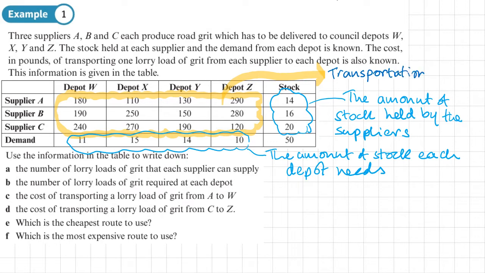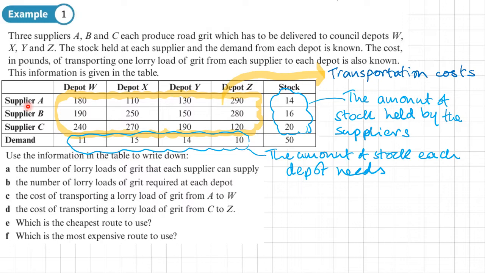So basically what that means is, if I want to take 1 unit, one lorry load of grit from supplier A to depot W, 1 lorry load of grit is going to cost 180, let's call it pounds, or 180 units of money. So if I got all 11 of my lorry loads of grit from let's say supplier A, then that's going to cost me 180 times 11.